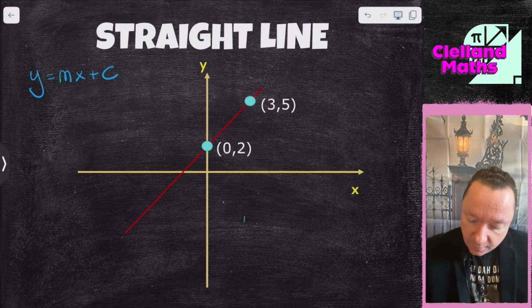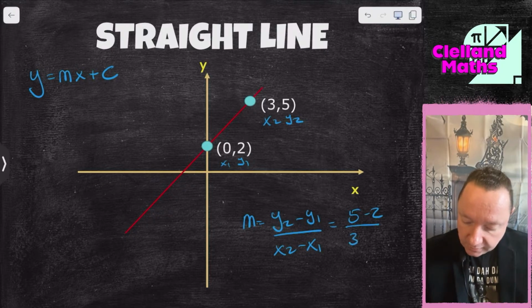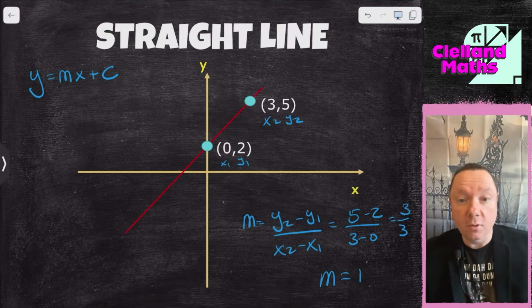So to find the gradient, remember, y2 minus y1 over x2 minus x1. So I pick a point x1 and y1, and I call that x2 and y2. So I've got 5 minus 2 on the top, and 3 minus 0. So I've now got 5 minus 2 is 3, over 3 minus 0 is 3. So my gradient equals 1 for this particular question.